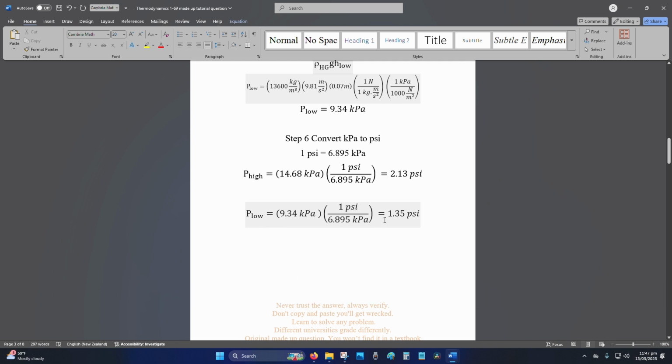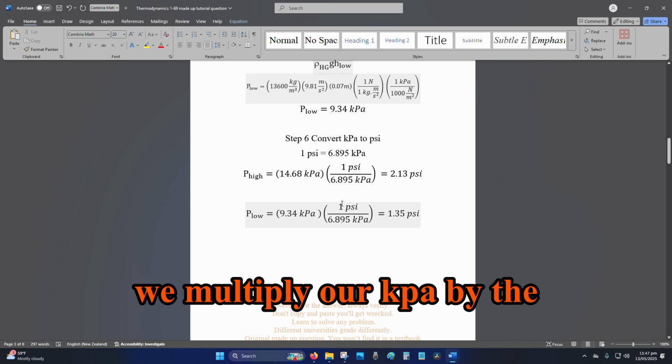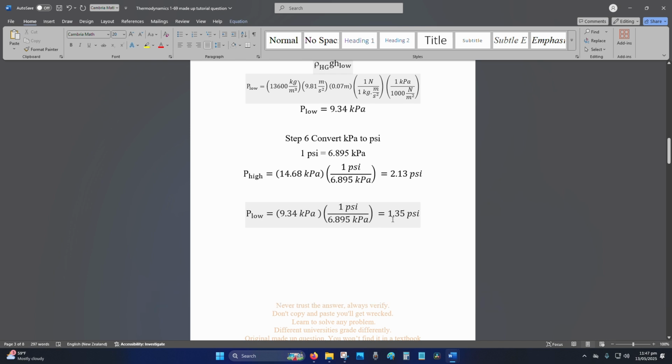And for the low pressure, we do the same. We multiply our kPa by the conversion factor. We'll get 1.35 psi.